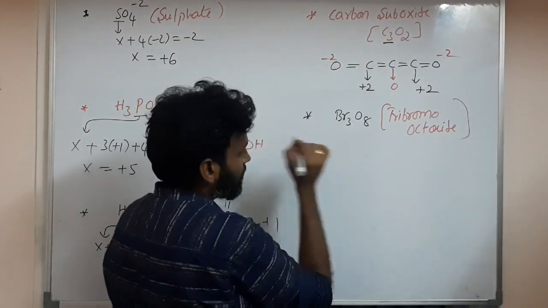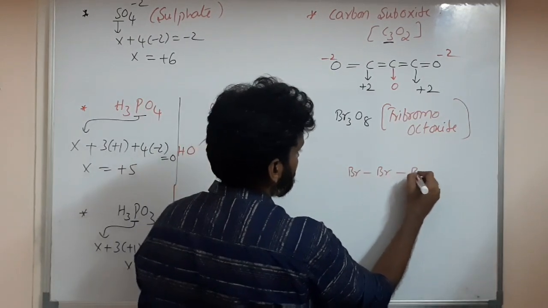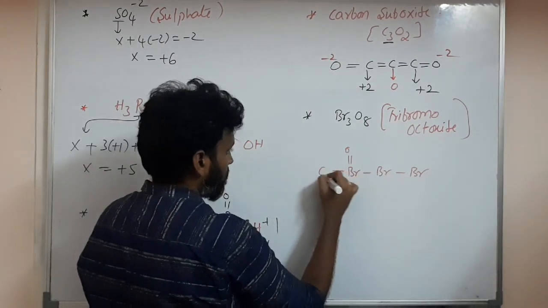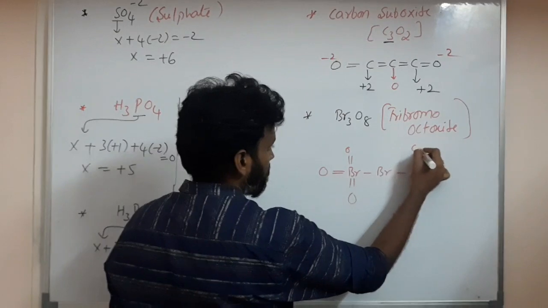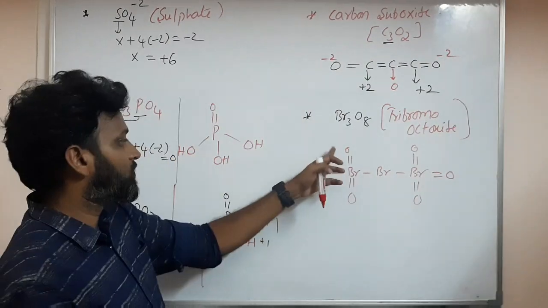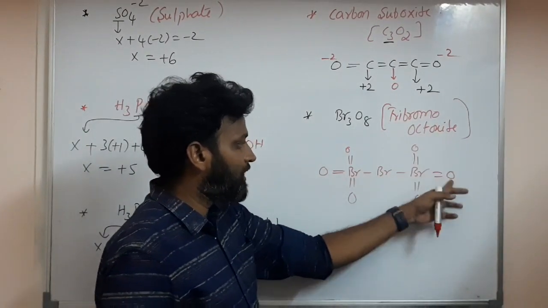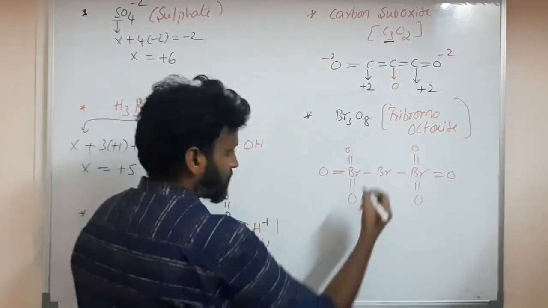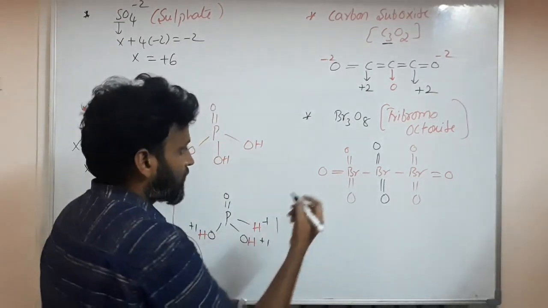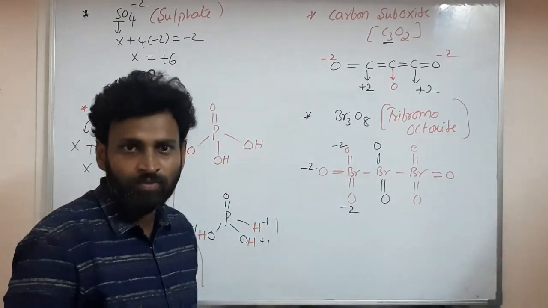Okay, so here what is the structure? Again, important structure. Br, three bromines, and double bond O, double bond O, double bond O, double bond O, double bond O, double bond O. Terminal bromines have 3 oxygens. So this terminal bromine also has 3 oxygens, total 6. 2 more remain. Those 2 more here, double bond O and double bond O. So this oxygen is -2, this oxygen -2, this oxygen -2.